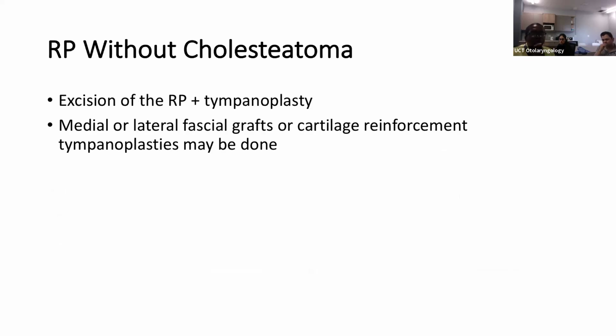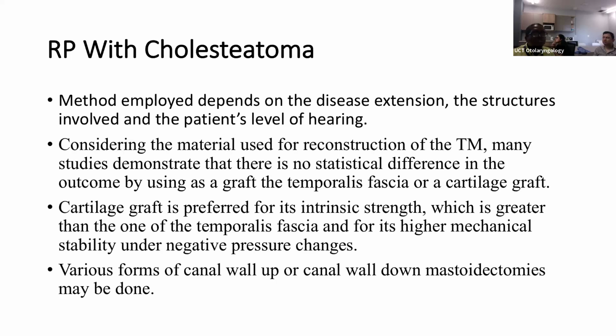So for retraction pockets without cholesteatoma, we can do the excision of the retraction pockets and then add on tympanoplasty. So medial or lateral fascial grafts or cartilage reinforcement tympanoplasties may be done. For the ones which have cholesteatoma, again, it depends on the extent of the disease, the structures involved, and the patient's hearing.